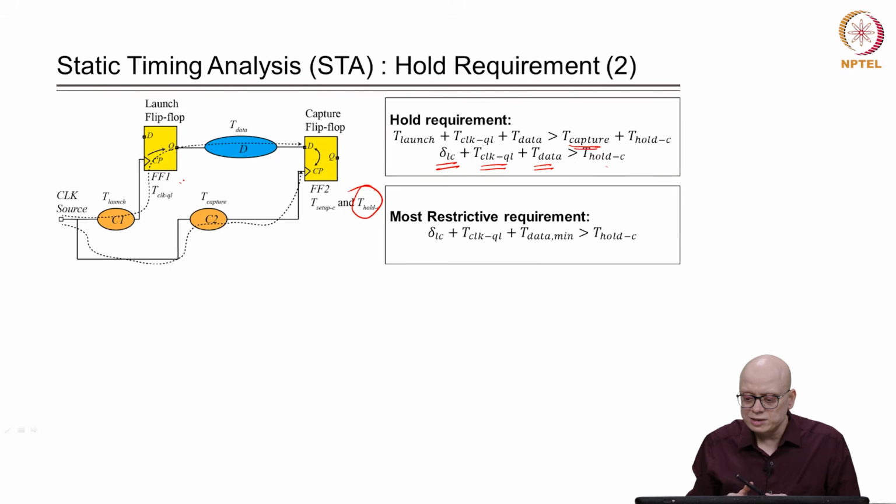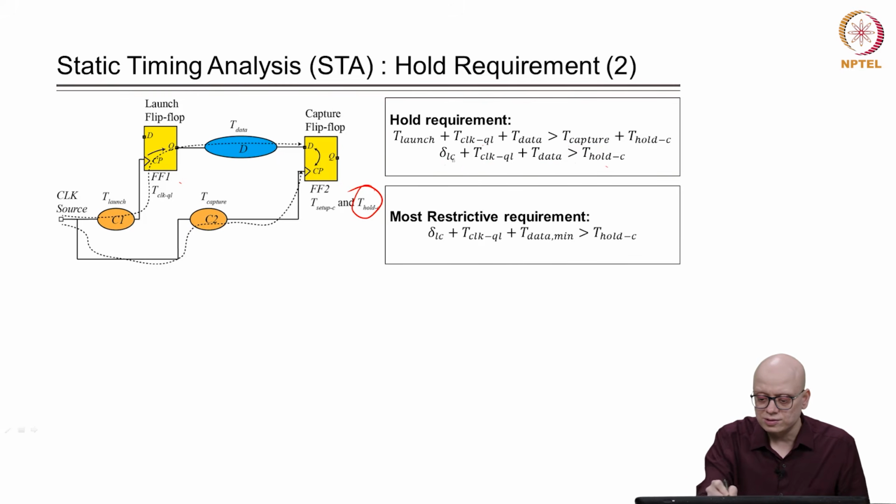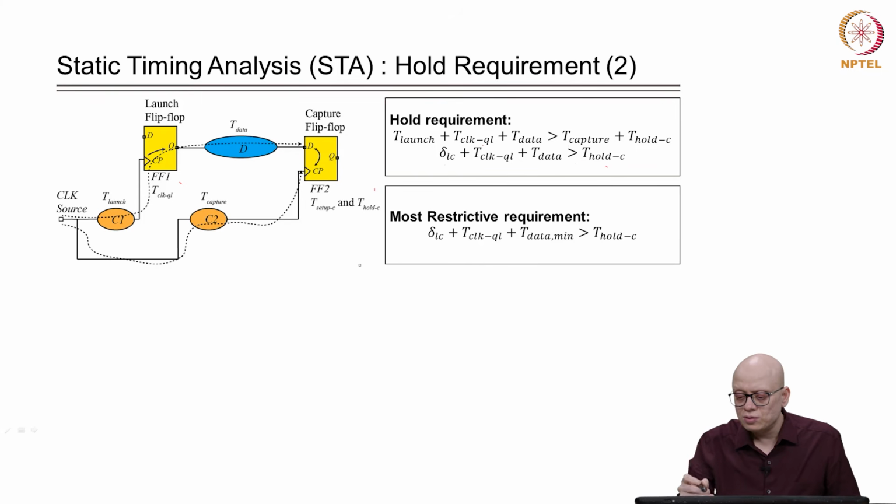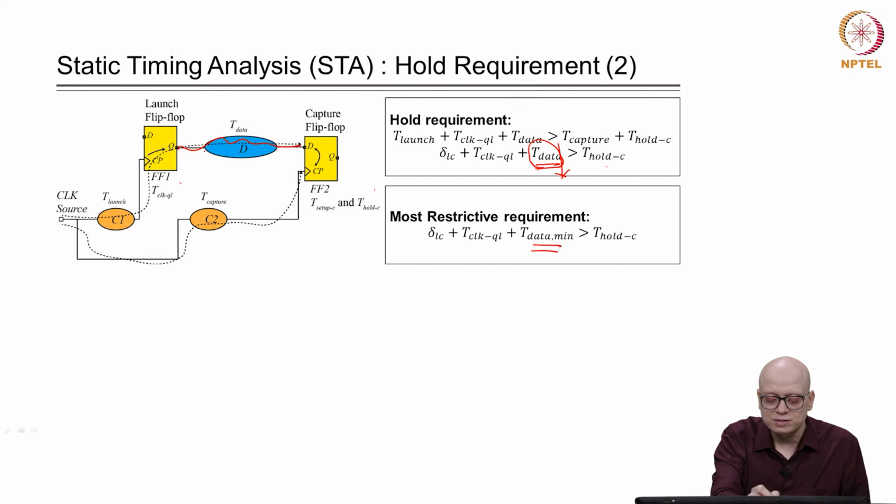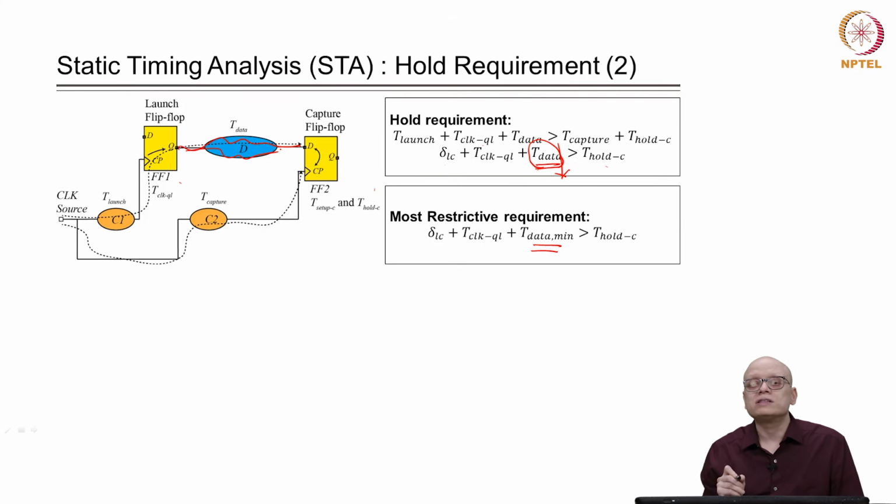Now, what will be the most restrictive requirement for this? This inequality is more likely to fail if this number is very small. So, as we go on decreasing this, this inequality is likely to fail, and therefore, T data should be taken as minimum. So, if there are multiple paths between these flip flops, we should consider the path which has the minimum delay for the most restrictive or pessimistic analysis, right.